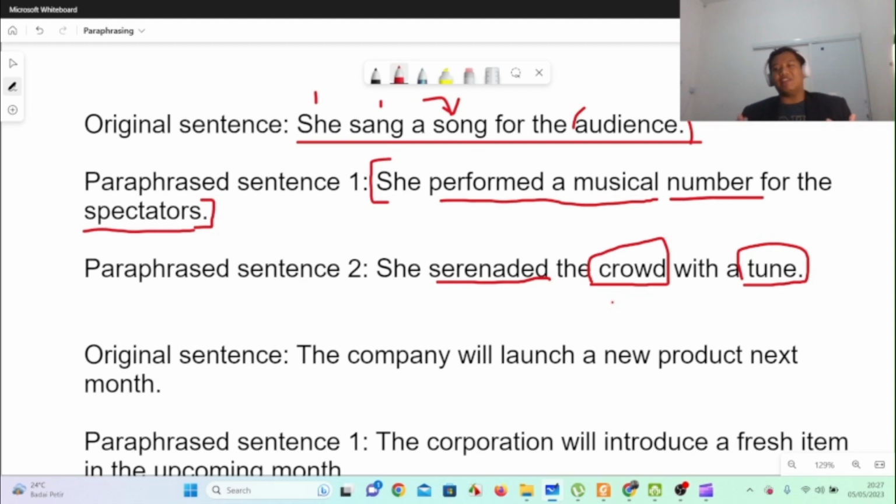You might paraphrase and feel that the essence is pretty much the same, but in the second sentence, she serenaded the crowd with a tune, this feels slightly smaller in scale. A crowd doesn't come close to an audience or spectators, right? It's more like a crowd that you see in a park, right? Like three people can be considered a crowd. So one is a company, two can be considered a crowd, etc. So in that regard, the second example might not be a good paraphrase of the original sentence.